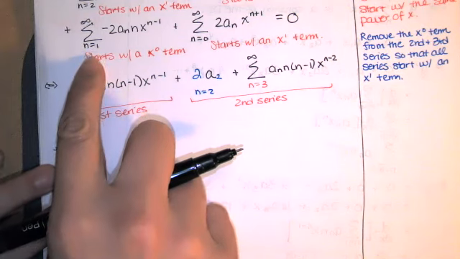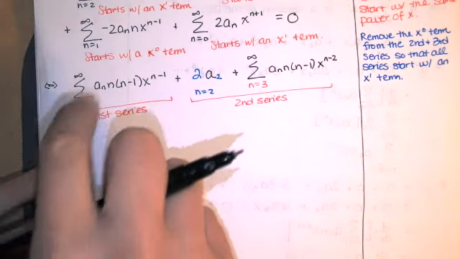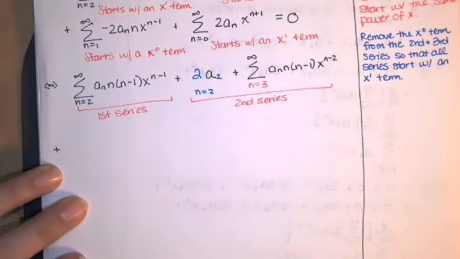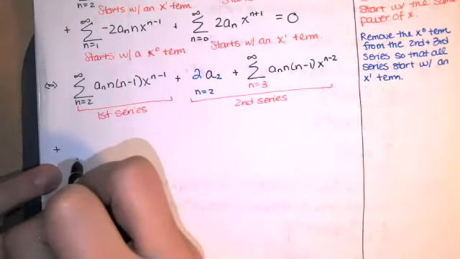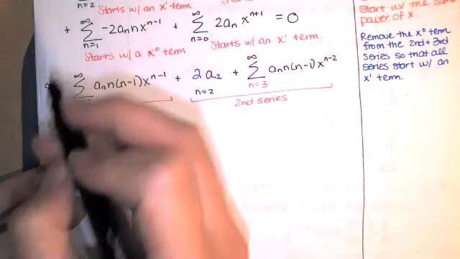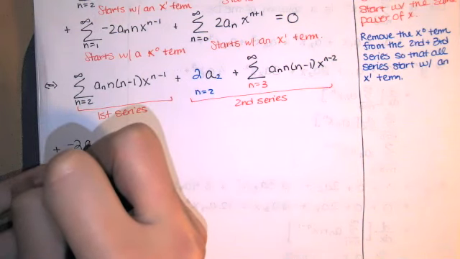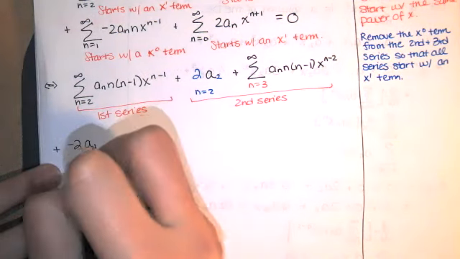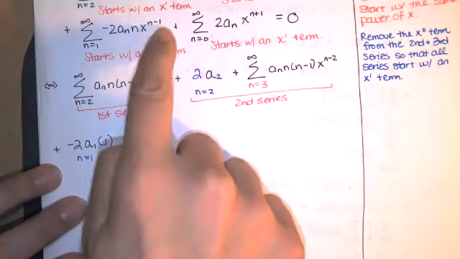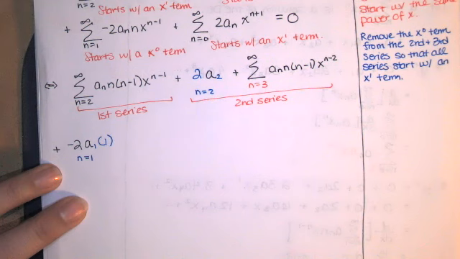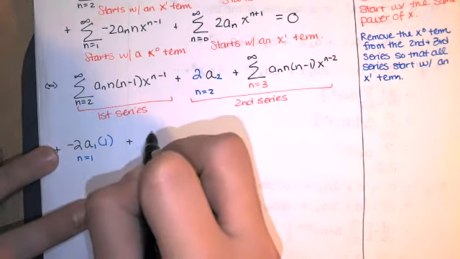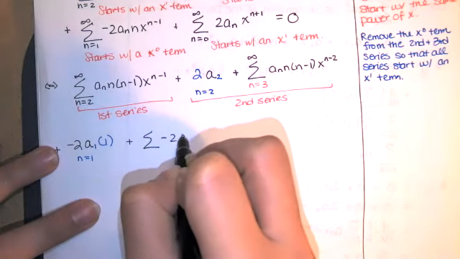Now in this one, the first term of the series is indexed by this n equal to 1. So I will evaluate this expression at n equals 1, and I'll get the constant term from that. So I'll have negative 2 times a sub 1 times n, which is 1, times x to the 1 minus 1, or x to the 0, which is 1. So that's our n equals 1 term, and then the rest of the series looks exactly the same.